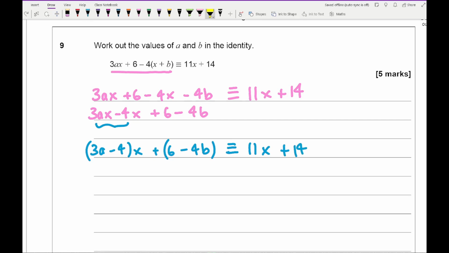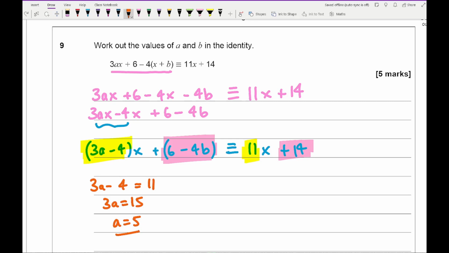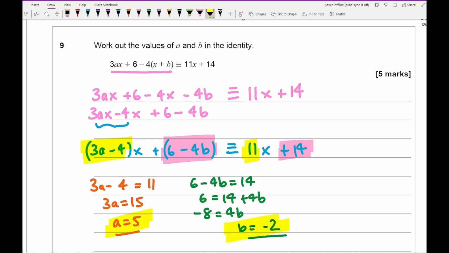So what that therefore means, comparing the coefficients, is 3a minus 4 must equal 11, and 6 minus 4b must equal positive 14. So here 3a minus 4 equals 11. Then solving this, I get a value of 5. And then solving 6 minus 4b equals 14. Well, 6 equals 14 plus 4b, and that's going to be minus 8 equals 4b, so b equals minus 2. And there are my values for a and b.